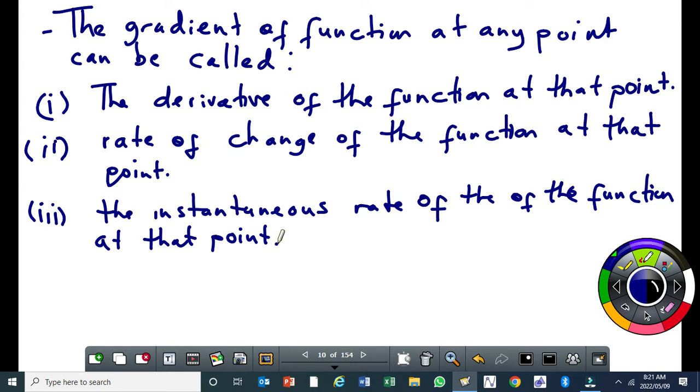Right, so if we are saying gradient, I can also say the derivative, which is what I'm going to use the most. But that's the most common: the instantaneous rate of change.